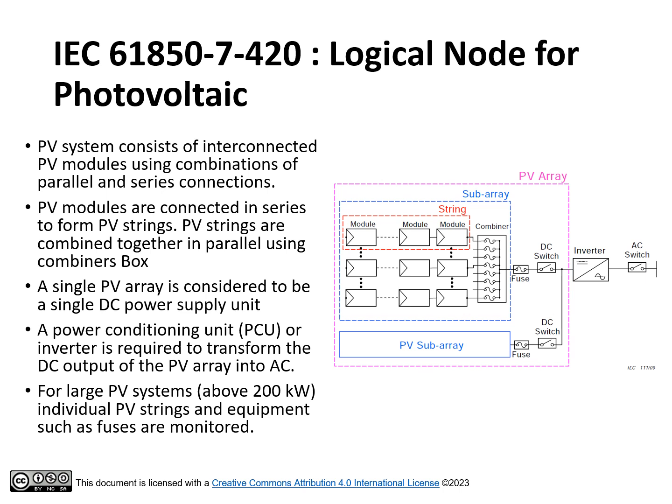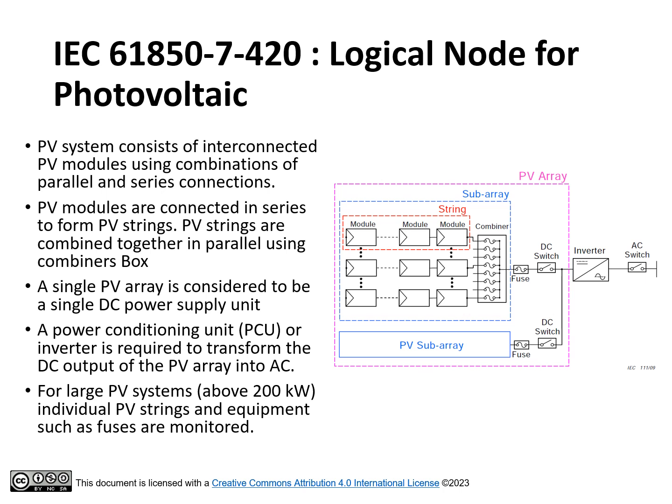A PV system consists of interconnected PV modules using combinations of parallel and series connections. PV modules are connected in series to form PV strings, and those PV strings are combined together in parallel using a combiner box. A single PV array is considered to be a single DC power supply unit.